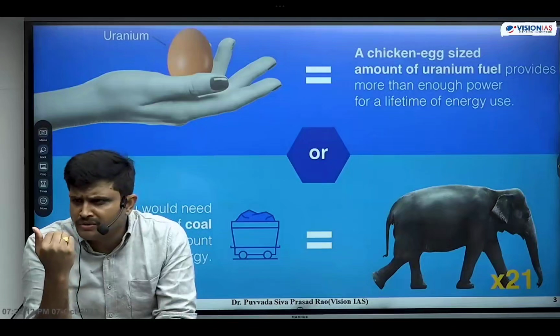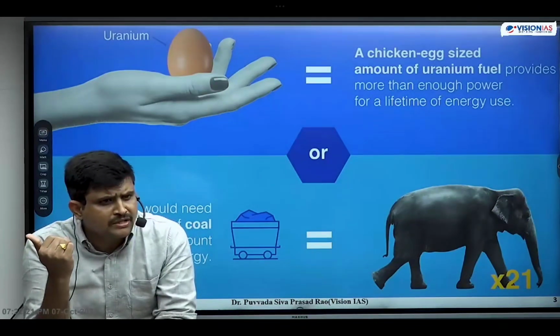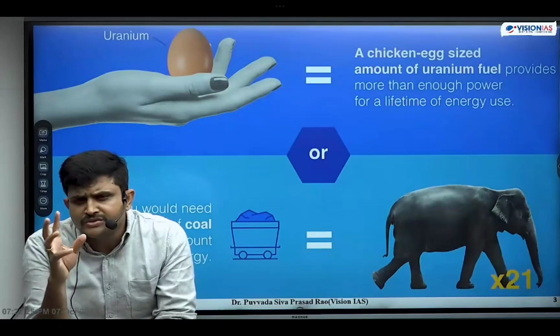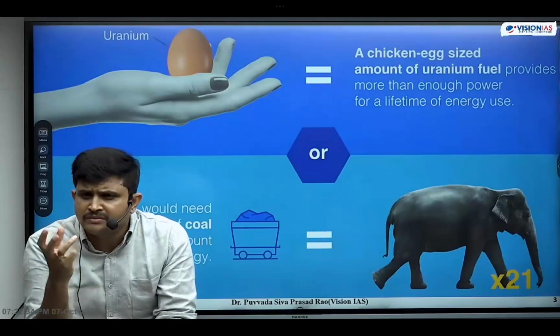Whatever nuclear fission reactors are there in India, especially civilian nuclear reactors, come under the supervision of the IAEA, the International Atomic Energy Agency. It will check whether India is using this uranium for peaceful purposes or whether they are again using it for weapon purposes. How will they check? They will check based on the enrichment of uranium.